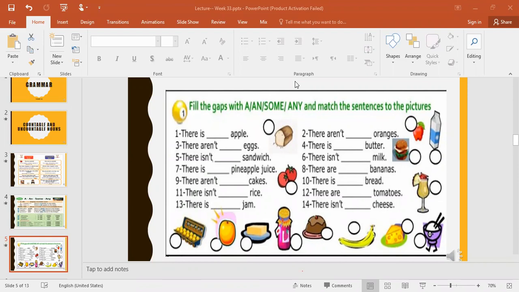There is a jam. No. There is some jam. Some jam, very good. There isn't any cheese. Very good.